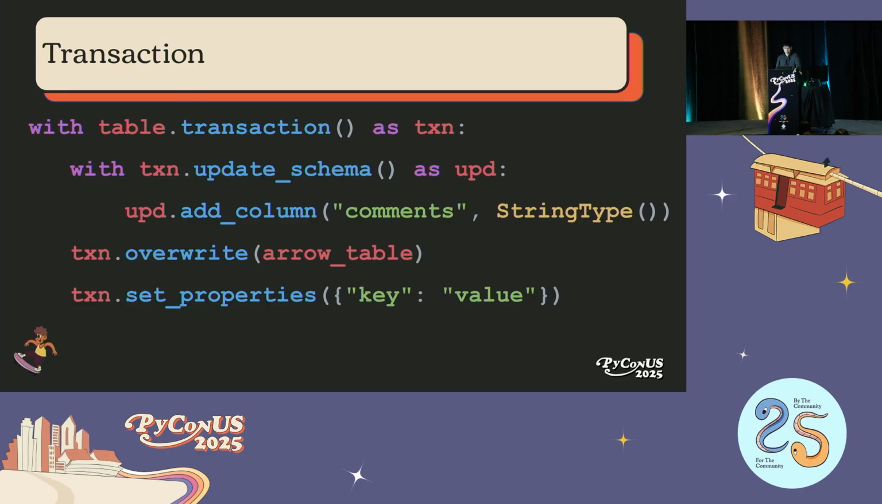So if, for example, the override fails in the middle, then all the updates will be abandoned. So my schema won't be updated. So this will be very convenient when we want to ensure consistency across multiple table updates.